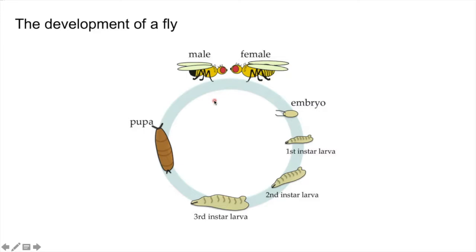The development of a fly consists of a few main stages. First, female flies lay embryos. The embryos then develop and hatch to form larvae. Larvae then grow and eventually form a pupa. Finally, fully formed flies hatch from the pupa. My research focuses on the early embryonic development of the fly, so this stage here.